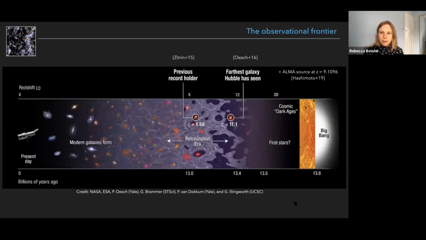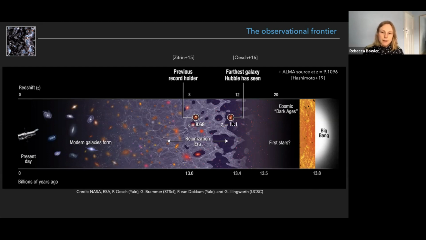So I already mentioned a little bit about the observational frontier, and this is a really nice diagram which shows some of the very early galaxies found by the Hubble Space Telescope on the kind of timeline of the universe. So on the right is the Big Bang. This was followed by what we call the cosmic dark ages, where there were no stars or galaxies. And then this was ended by the formation of the first stars and galaxies, which we think happened around redshift 20, but really we don't have the data to say too much about this at the moment.